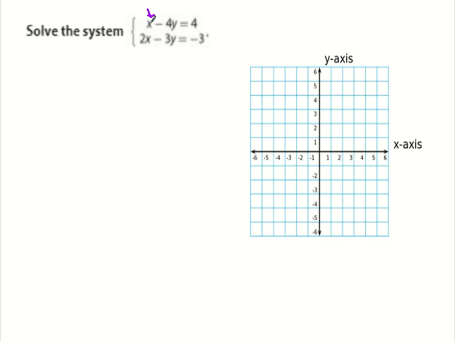If I want to solve for this x, I want to get it by itself, which means I've got to get rid of the minus 4y. I do that by adding 4y to both sides, because that makes it just go away. So this equation now becomes x equals 4y plus 4. I just added 4y to both sides. Now I have an x equals something.